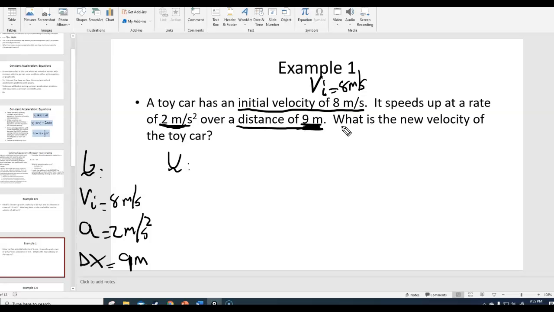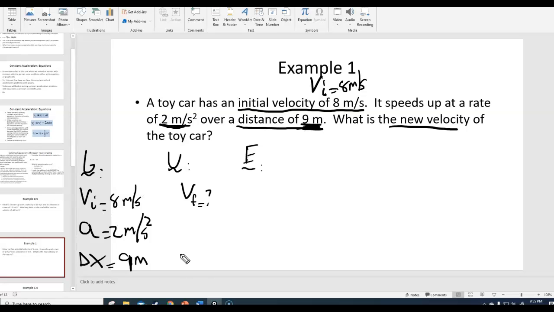Now the question says, what is the new velocity of the toy car after it speeds up? So my unknown is going to be v final, because I already have v initial. Now remember, you have to find your givens and your unknown before you can figure out which equation to use. So don't ask, what equation should I be using? Until you have these 4 things, there's no way to answer that.